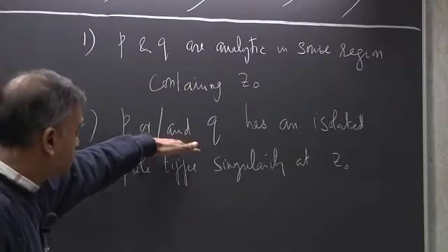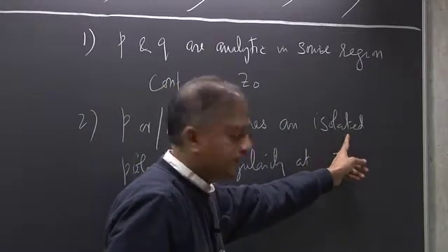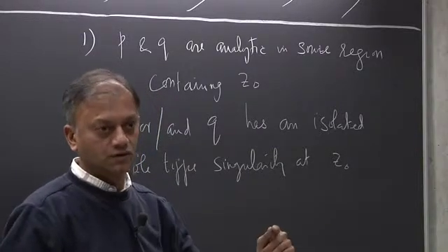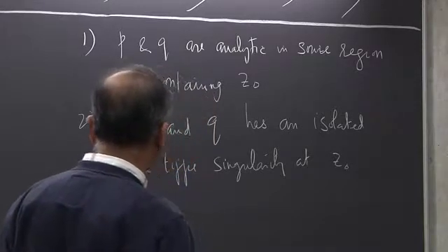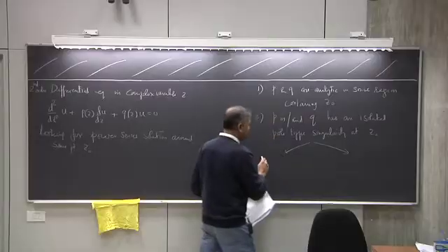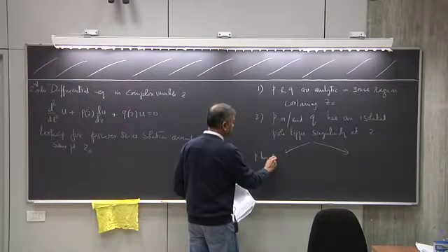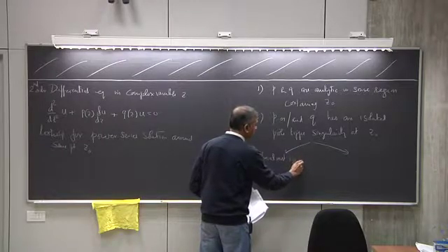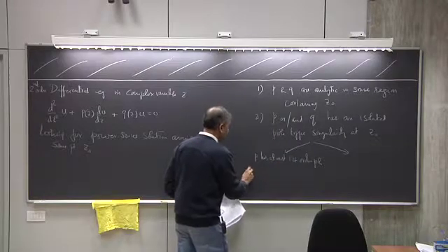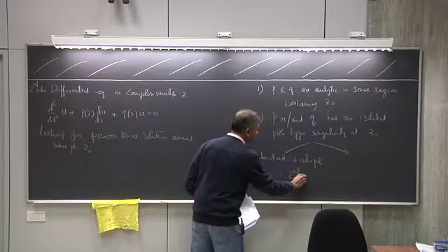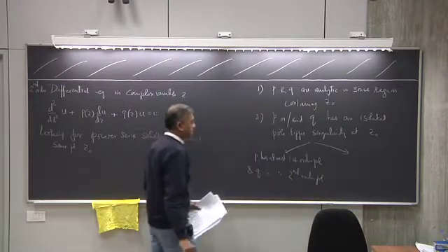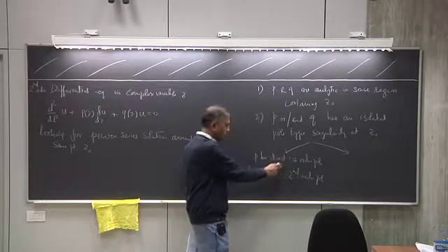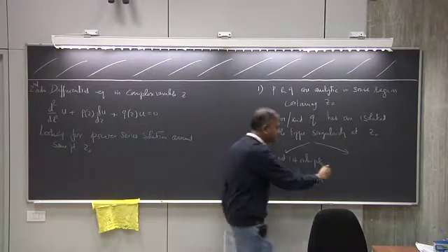Notice that it's isolated. What it means is that there is a neighborhood around Z0 such that the only singularity is at Z0. No other point in that neighborhood has a singularity, only Z0. And then there were two cases here. One was that P has at most a first order pole, and Q has at most a second order pole. And the other, the remaining case: when the P pole is worse than first order or the Q pole is worse than second order, then that is the other class, the remaining singularity cases.